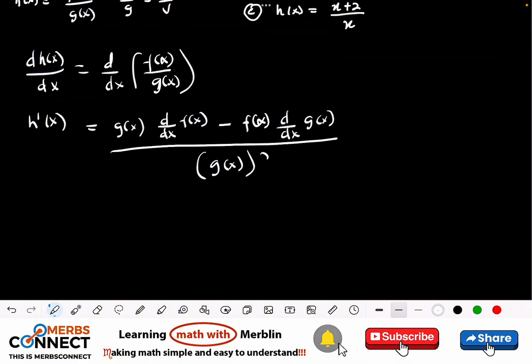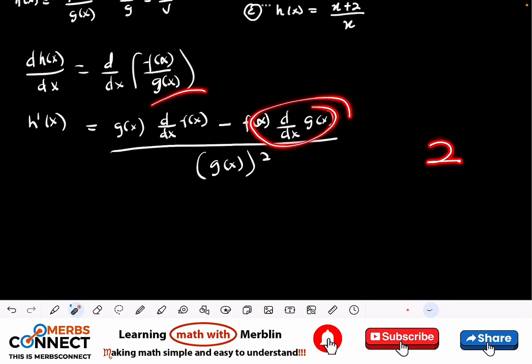Now pay attention here, because of this minus, the order of the one which comes first is very important, because if you swap this and this, and let's assume that when we solve the question we should get 2, if you swap this and this, you are going to have minus 2.